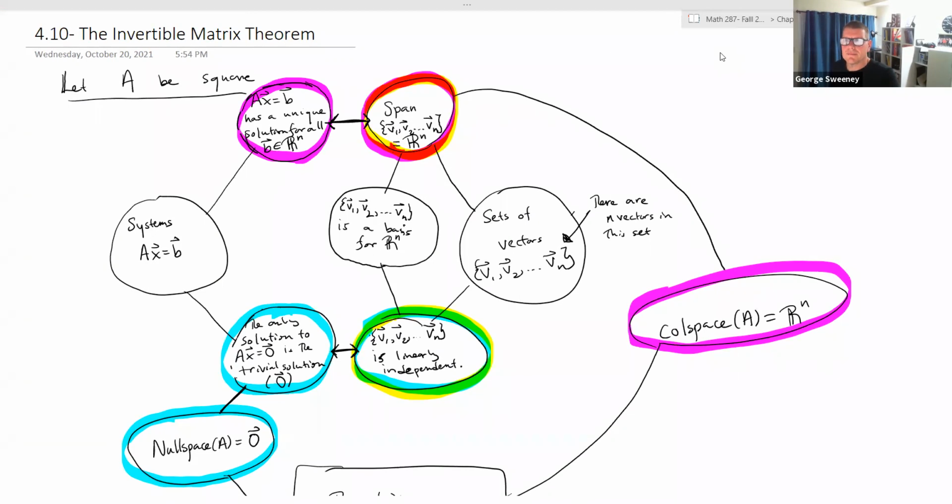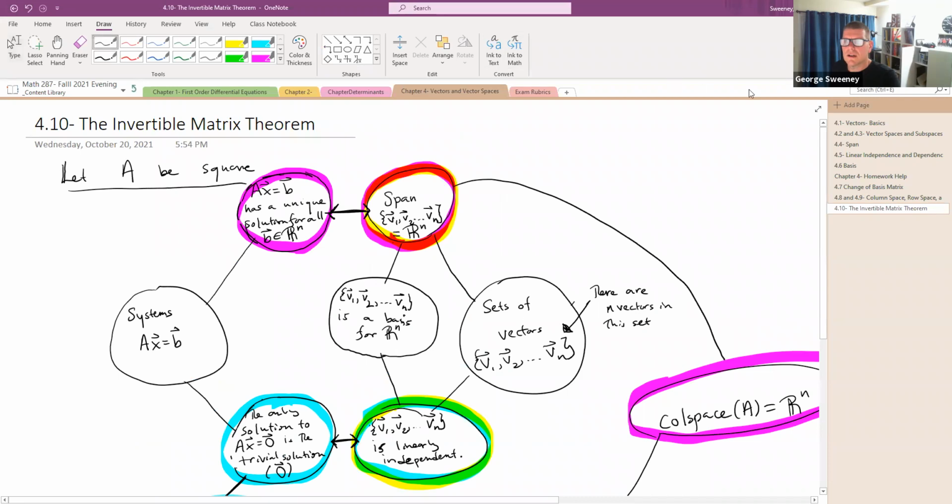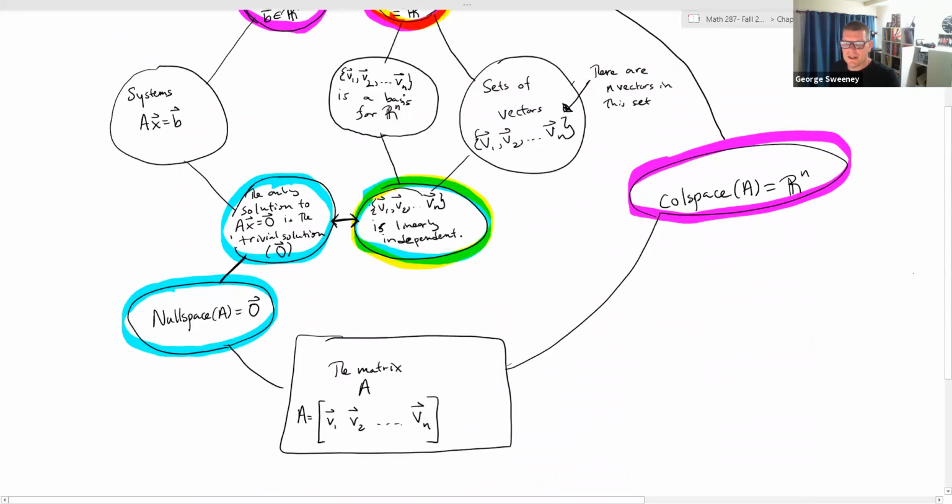Next question. All right, so this is the invertible matrix theorem. So we've got some other statements in that IMT. Like, what's another statement in the IMT?